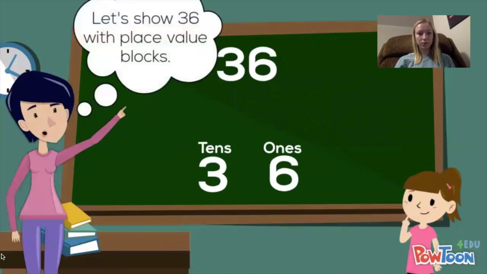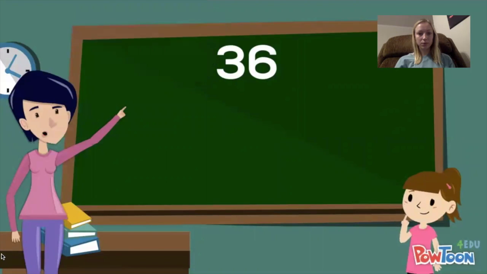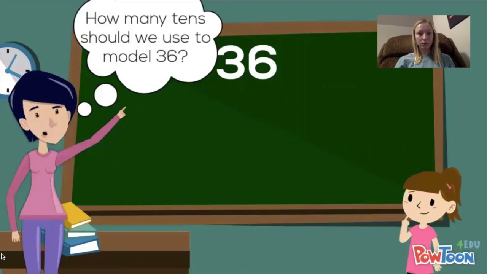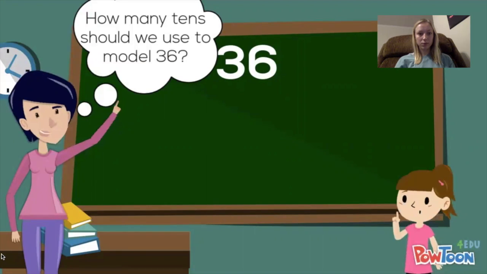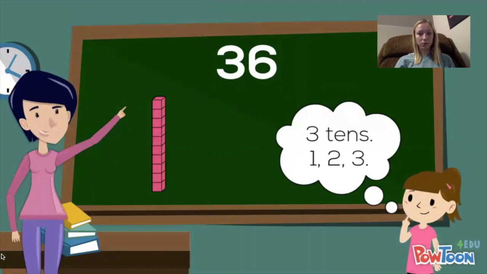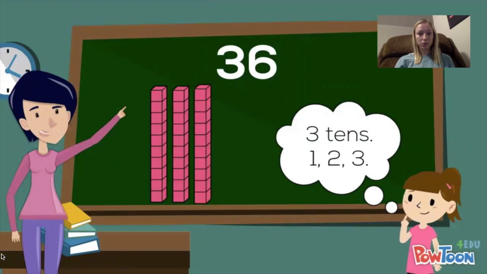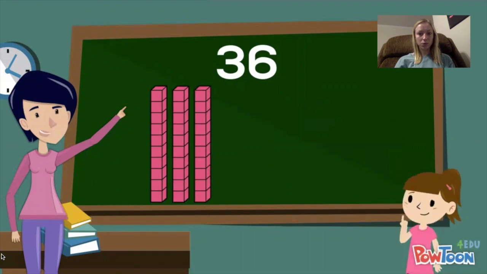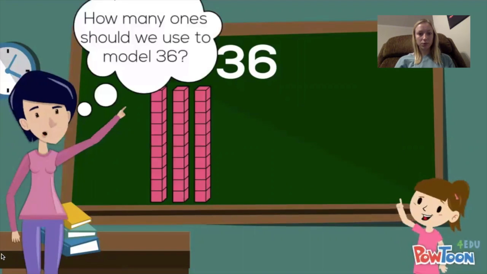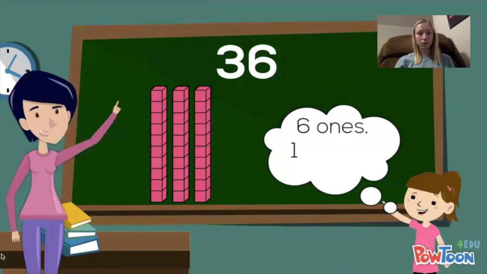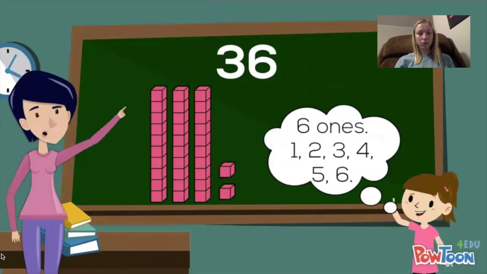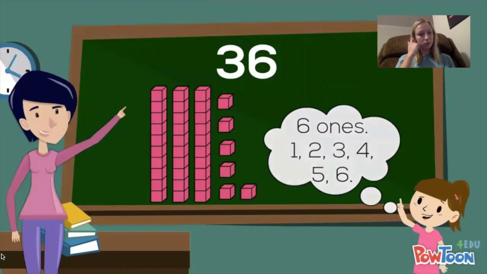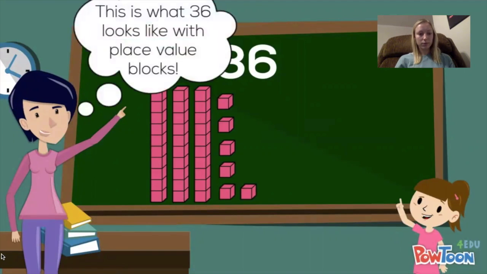Let's show 36 as place value blocks. How many tens should we use to model 36? 3 tens. 1, 2, 3. How many ones should we use to model 36? 6 ones. 1, 2, 3, 4, 5, 6. This is what 36 looks like with place value blocks.